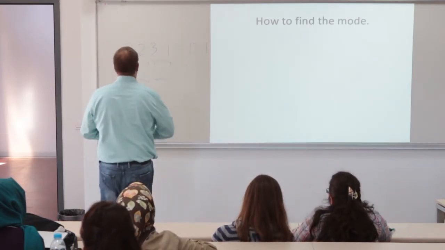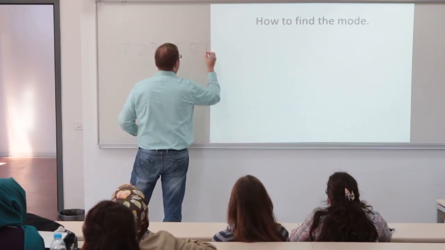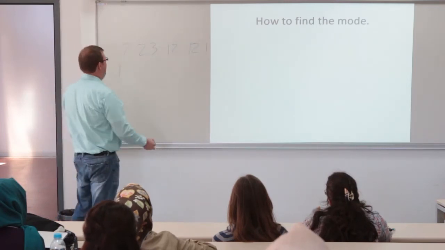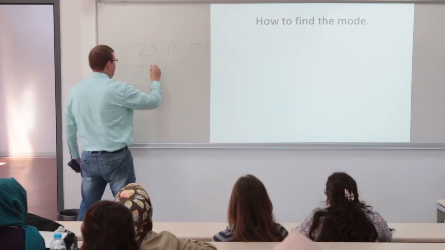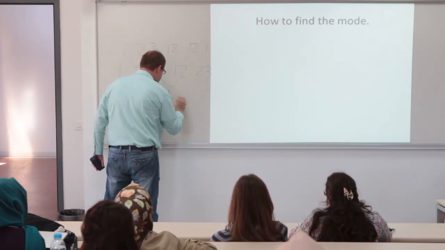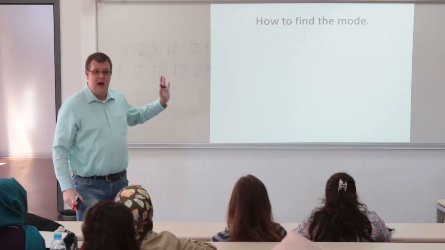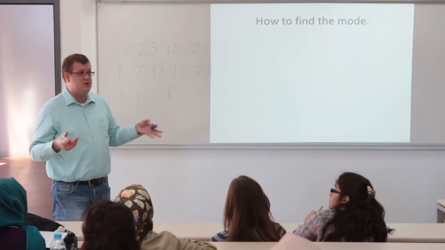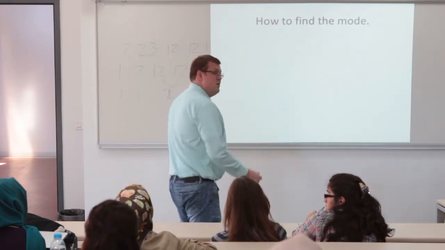All right, so here we've got 7, 23, 12. Let's say 12 and 1. Well, how many 1s do we have? We've got 1, 1. How many 7s do we have? 1, 7. We have 12, 12, and 23. So we've got 2 12s, right? The rest is just 1, 1, and 1. So we count up how many times we observe each of the values, and then the one that has the most wins, right?